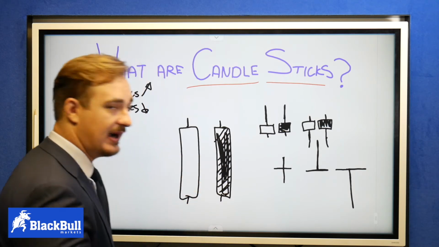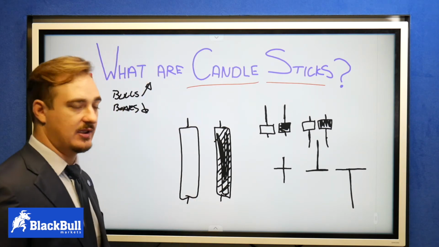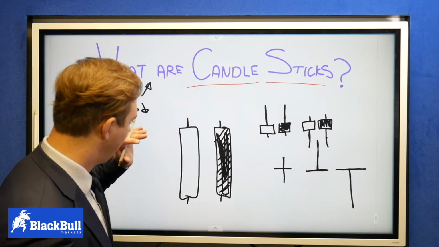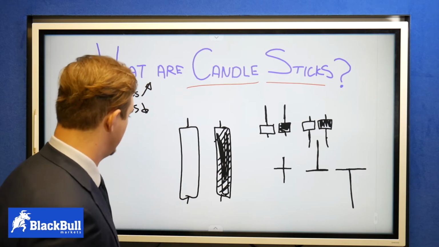In this case, the buyers are in charge. Now, these are candles we do not want to be executing trades on, okay? We don't want to be taking trades based off of this candle, because this means that the train has already left the station. We've missed it, okay?